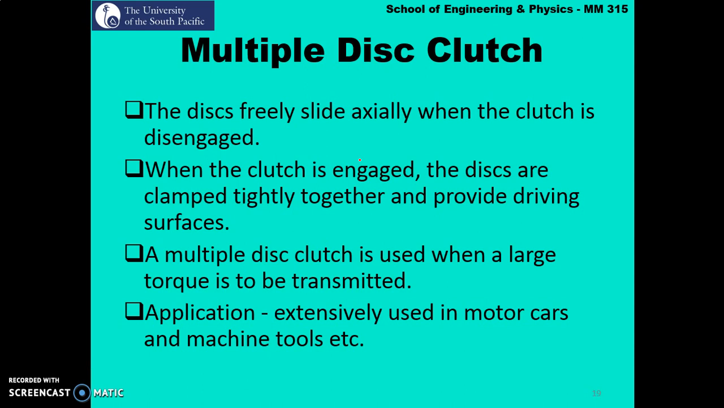So sometimes you would be asked to justify why multiple disc clutches are used. A very simple reason is that we have already looked at disc clutches. So we know if we want to increase the torque that is transmitted by a single disc clutch, we need to physically increase the dimension of the clutch plate, so increasing the outer diameter and/or maybe decreasing the inner diameter. The larger the friction surface we have, the more torque it transmits.